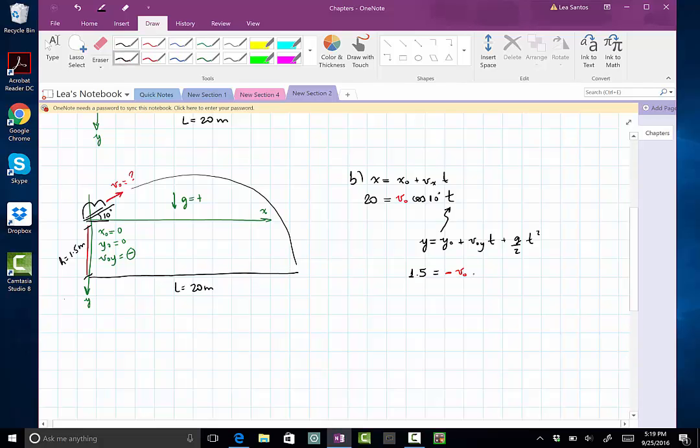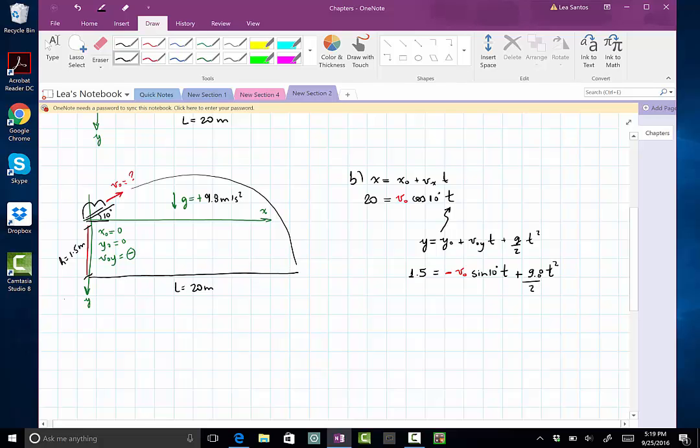But in the y direction, I have v naught sine of 10 degrees, right? So this is the component of the v naught. And this is just a number, you can put it there. Then the time that I don't have, my g is positive, so plus 9.8 divided by 2, t squared.